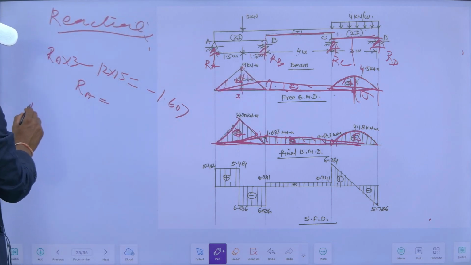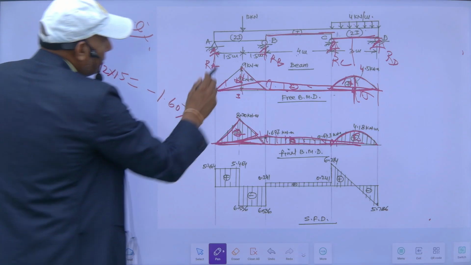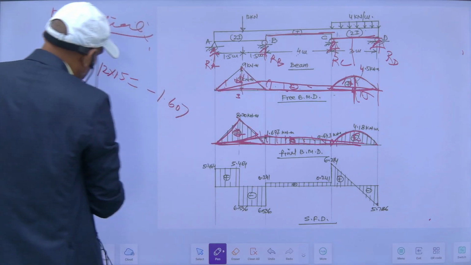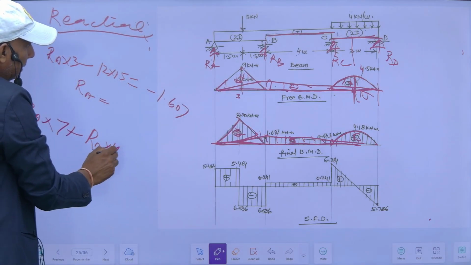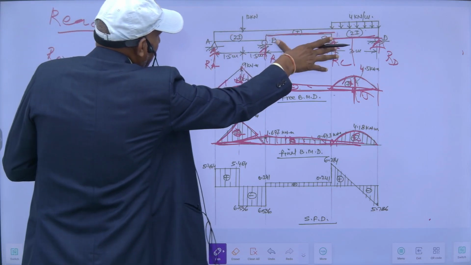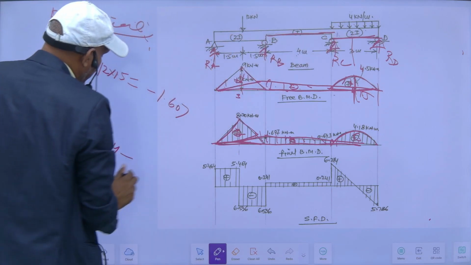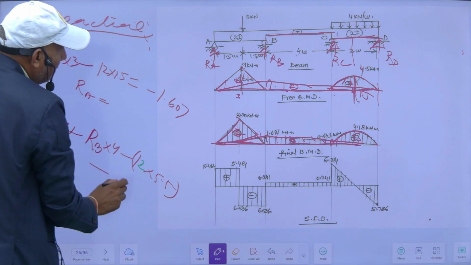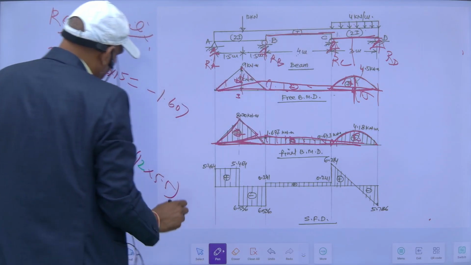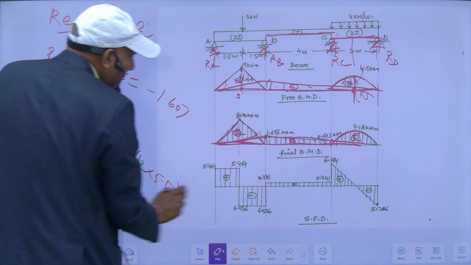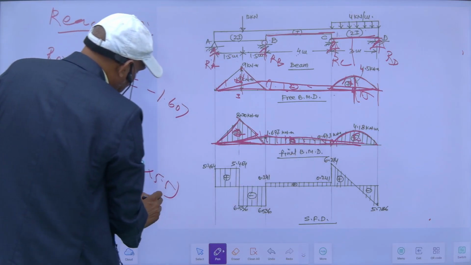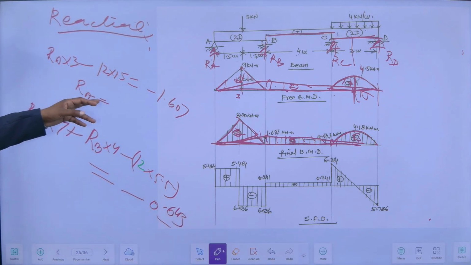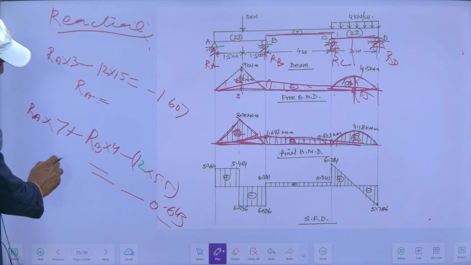It will be RA into this distance 4 plus 3, which is 7, plus RB into 4, minus 12 into this distance, which is 4 plus 1.5, so 12 into 5.5, minus no other load acting. It will be equal to this moment, which is minus 0.643. So by putting the value of RA here, I can find RB.